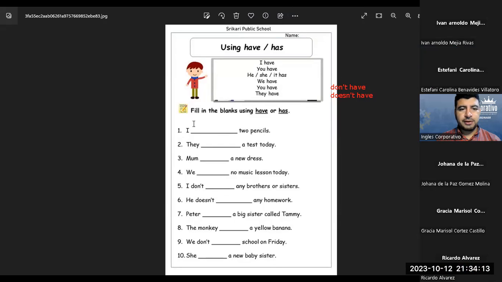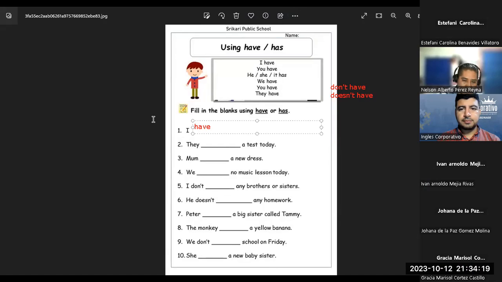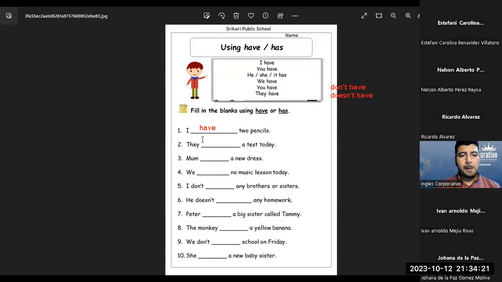pencils. Perfect. Nelson, you go. They have a test today. Okay, thank you, Stephanie. Mom has a new dress. Perfect, has. Mom, mamá tiene un nuevo vestido. Thank you. Okay, Ricardo.